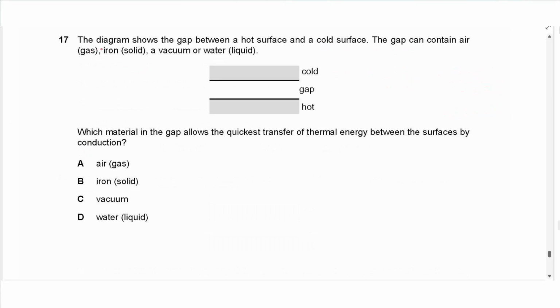Question 17 says the diagram shows the gap between a hot surface and a cold surface. The gap can contain air, iron, a vacuum, or water. Which material in the gap allows the quickest transfer of thermal energy by conduction? So we need the best conductor, which is a metal. So iron is the answer. So we choose B.